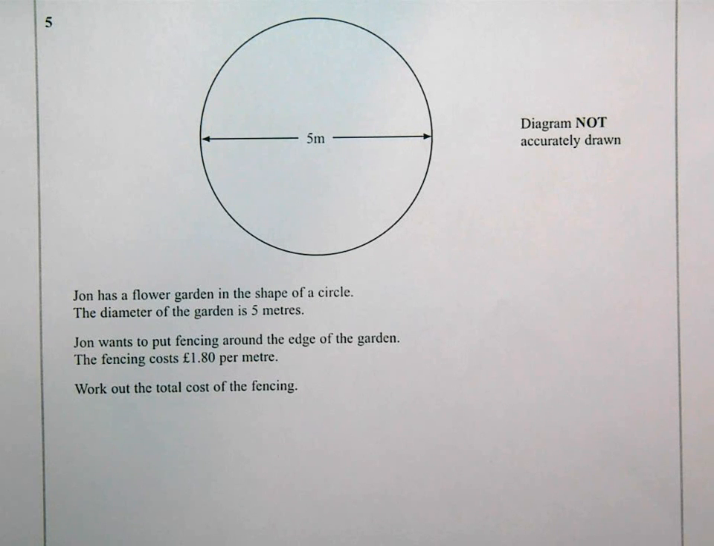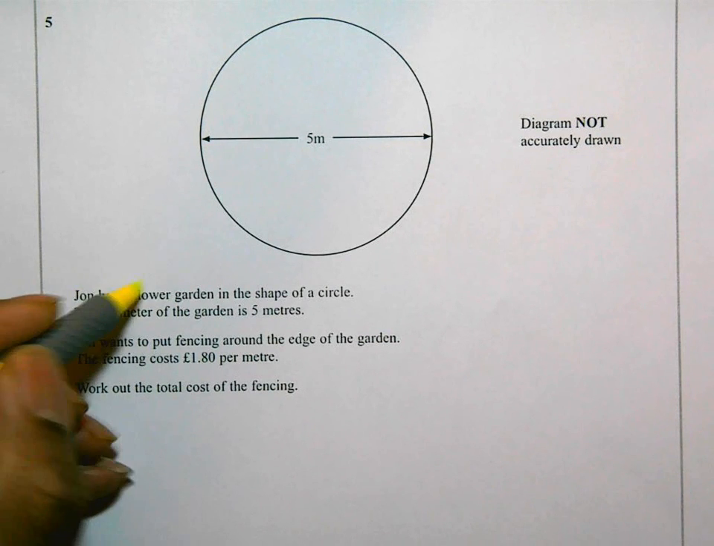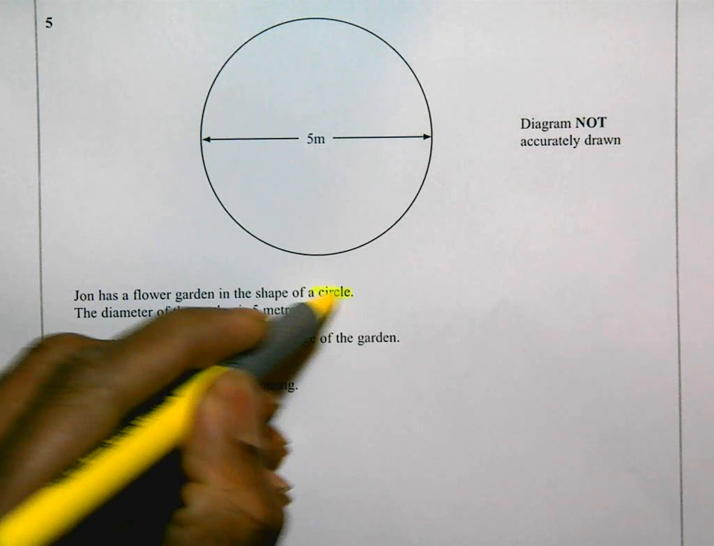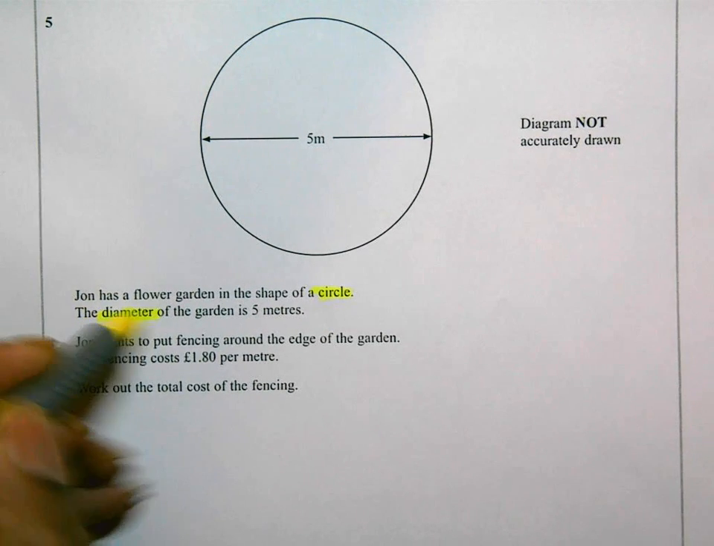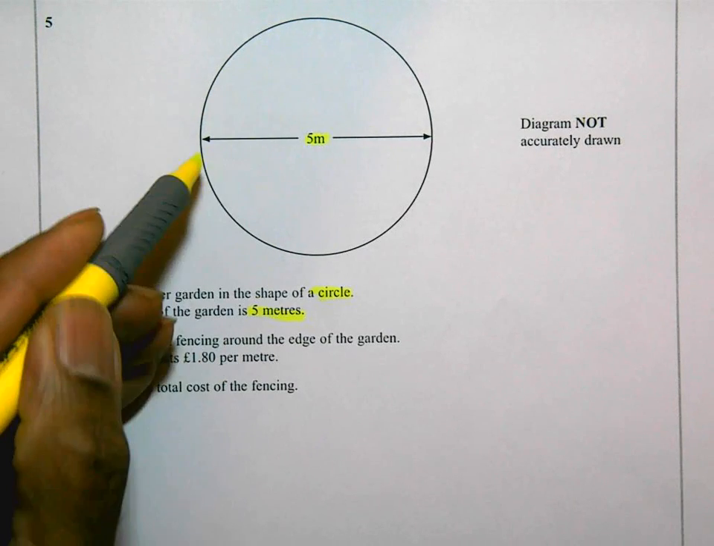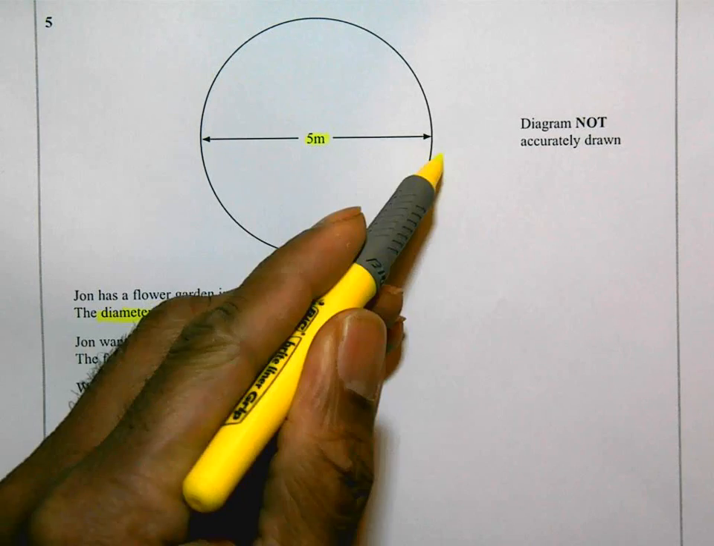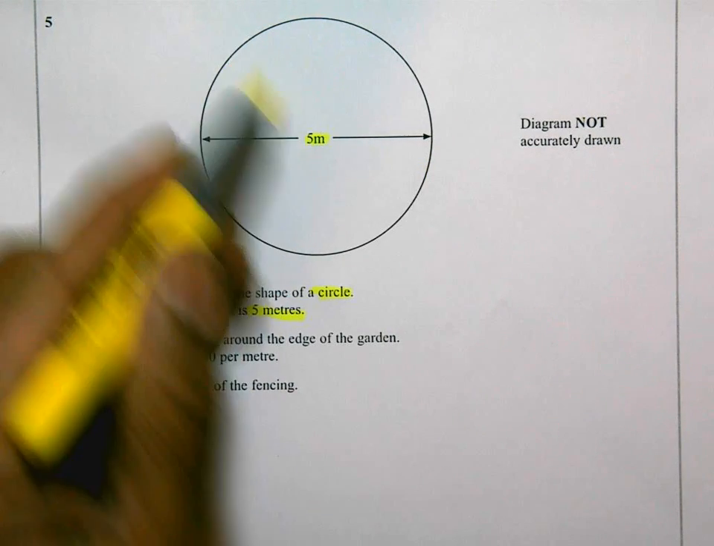Here's question 5 on the higher calculator paper. Let's read the question first. John has a flower garden in the shape of a circle, so we can see the circle up there. The diameter of the garden is 5 meters, and they've actually shown that in the question. Diameter is the distance all the way across. Remember, don't confuse that with the radius, which is from the center to the edge.